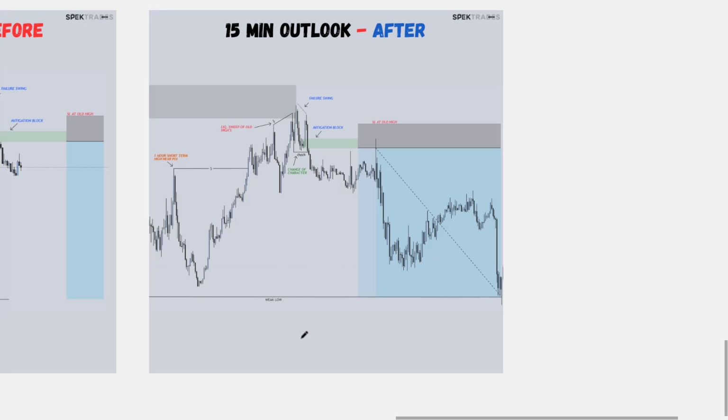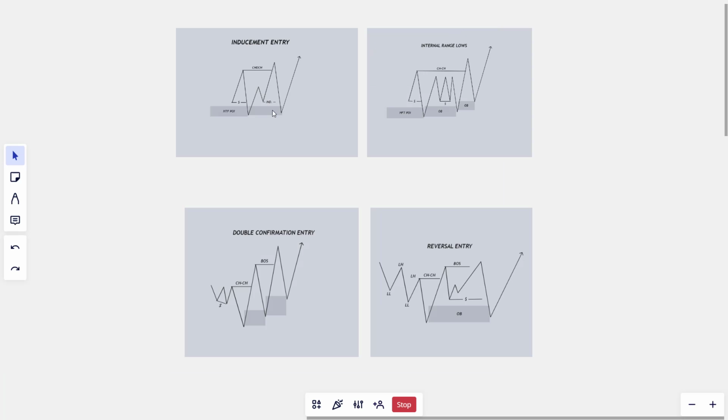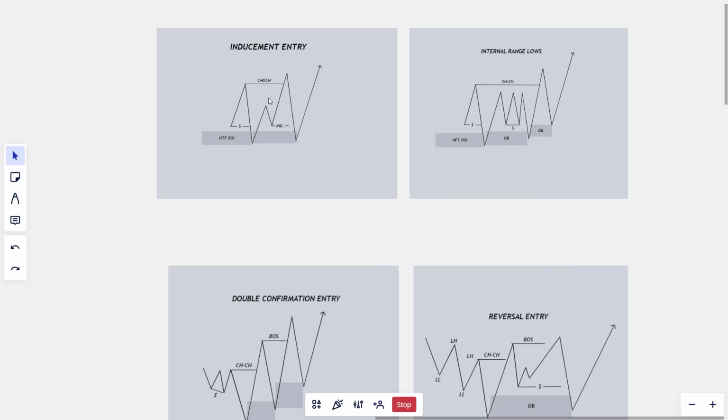And now let's look at some more lower time frame entries on how we can enter our trades. Just like simple schematics. First, we have our inducement entry. We may see price tap into our higher time frame point of interest, come back down, and give us an inducement. I also have an inducement video. Make sure you guys watch that.